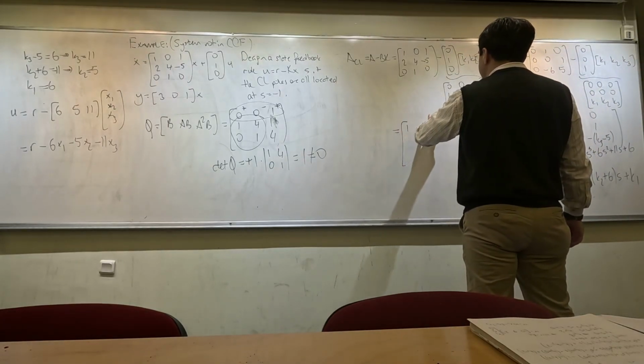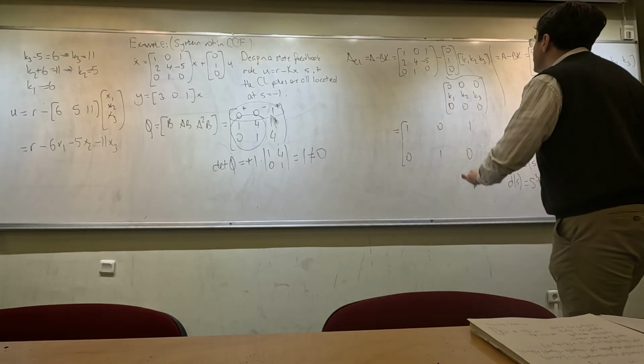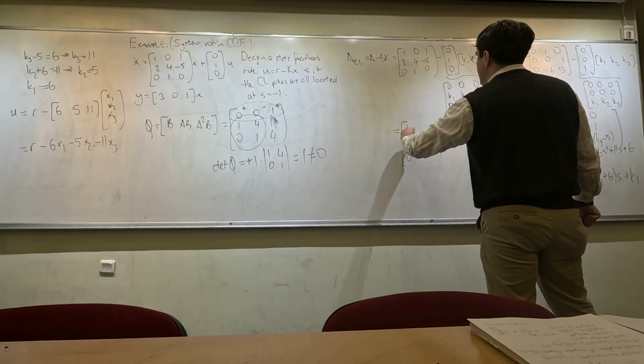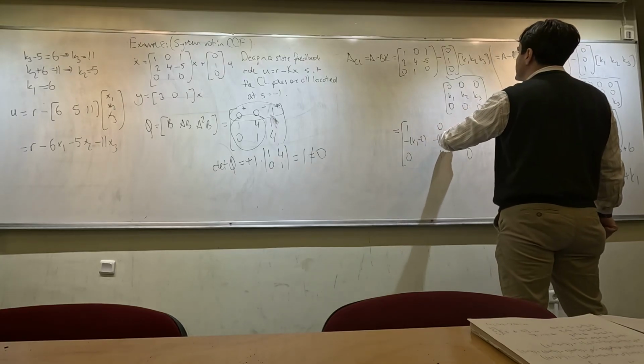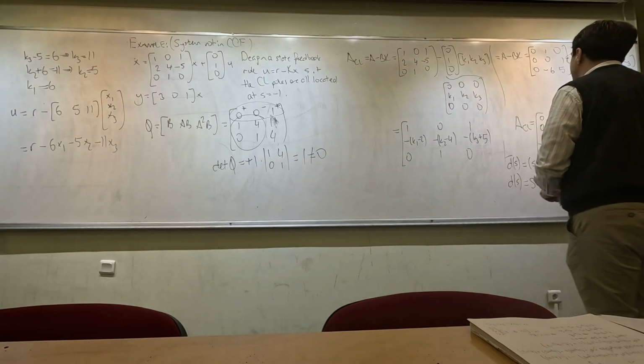It is 1, 0, 1 and 0, 1, 0 here. And then I will subtract the second rows. It is going to be minus k1 minus 2, minus k2 minus 4, minus k3 plus 5. Okay?